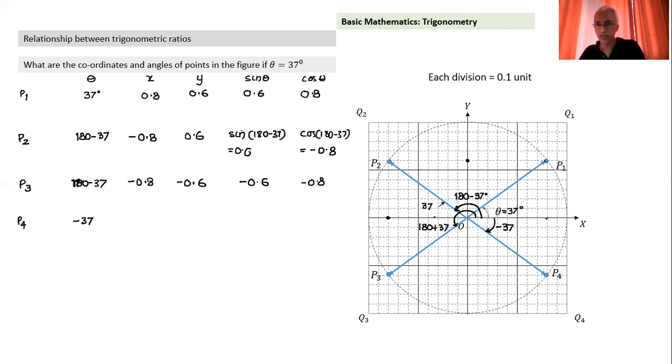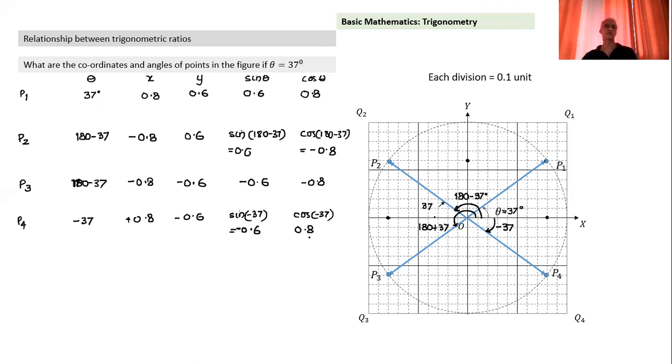Very easily we can measure. To measure the x coordinate, we drop a perpendicular on the x-axis and measure the coordinate. This is equal to plus 0.8, and the y coordinate will be minus 0.6. So what is the sine of minus 37? Sine of this angle will be equal to the y coordinate of this point, which is minus 0.6. And what is cos of minus 37? Cos of minus 37 will be equal to the x coordinate at this particular point, which is equal to 0.8.